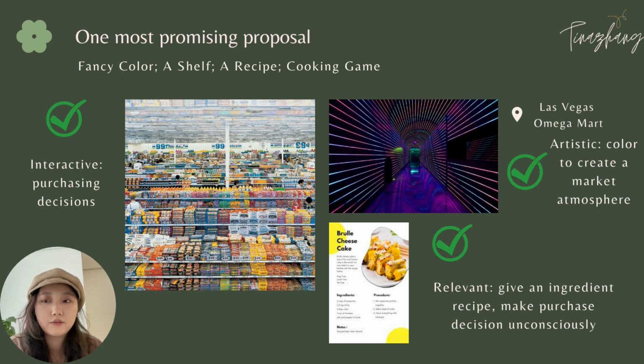And they will enter a fancy, colorful space inspired by the Las Vegas Omega Mart. Each of the ingredients will have several choices with different packages, and people may need to unconsciously make their purchasing decisions, which also solves the problem that existed in my very first survey idea. And finally, they will be presented with the concept of the halo effect on labels at the end of the journey.